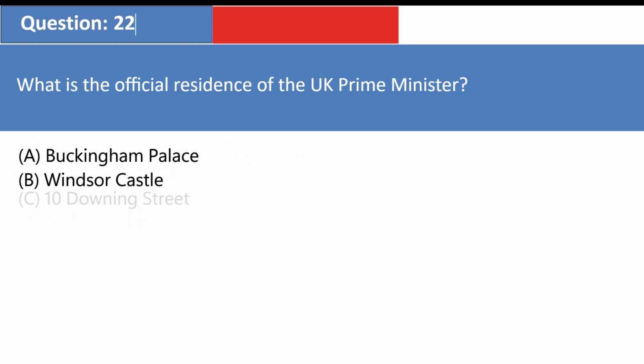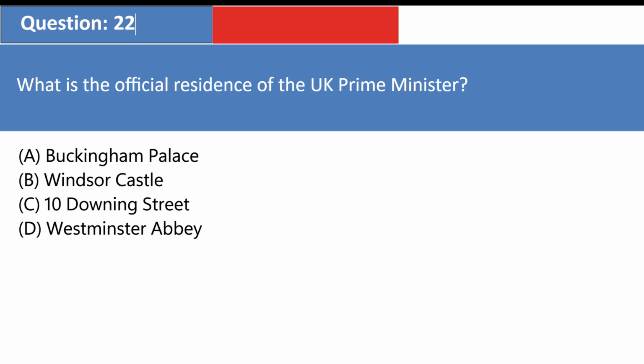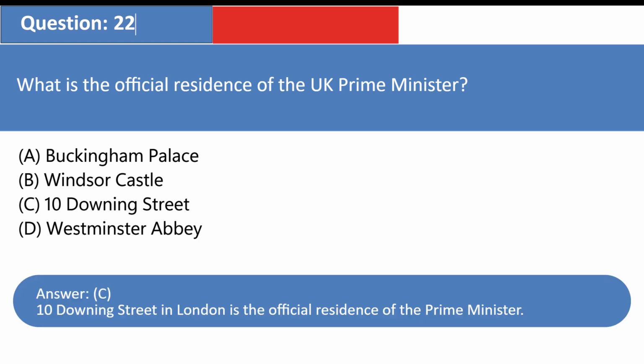What is the official residence of the UK Prime Minister? A. Buckingham Palace. B. Windsor Castle. C. 10 Downing Street. D. Westminster Abbey. Answer: C. 10 Downing Street in London is the official residence of the Prime Minister.